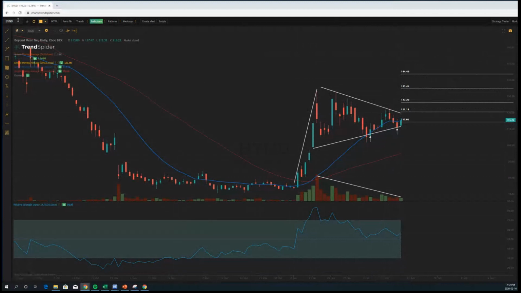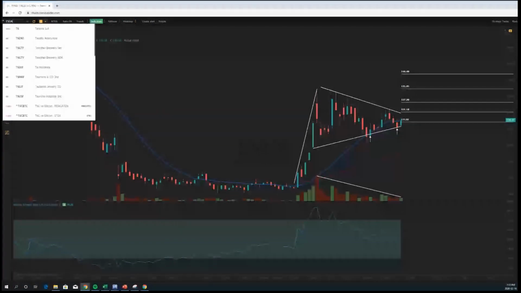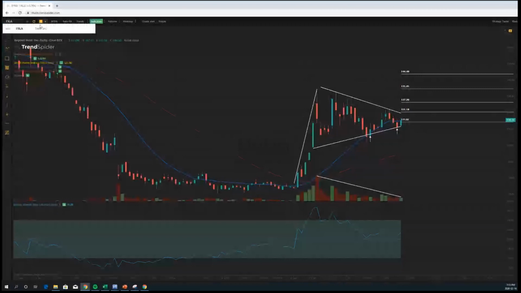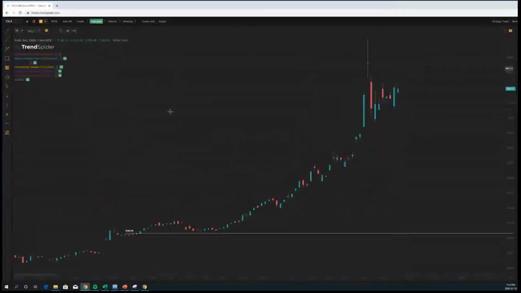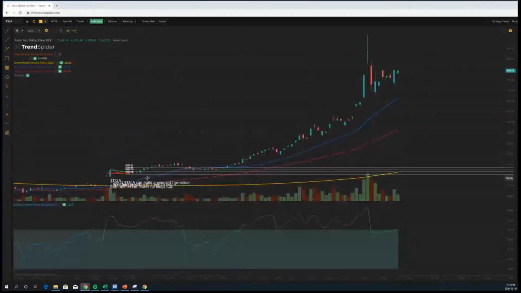So Tesla made a huge move on Friday. I talked about how I traded that, did a red to green trade on that. And I've done a few red to green trades.